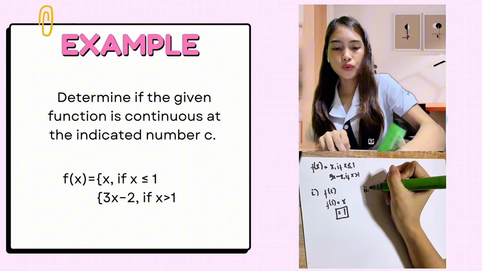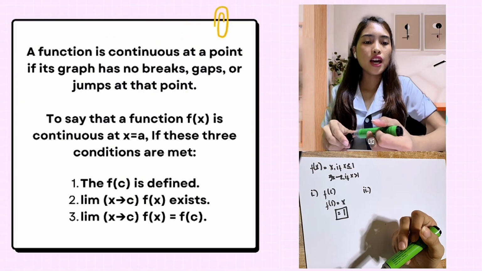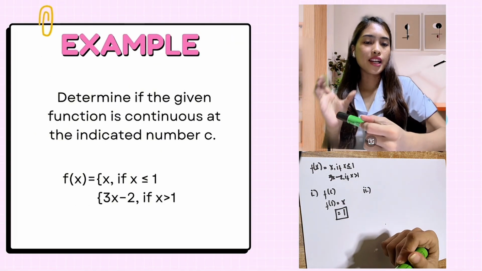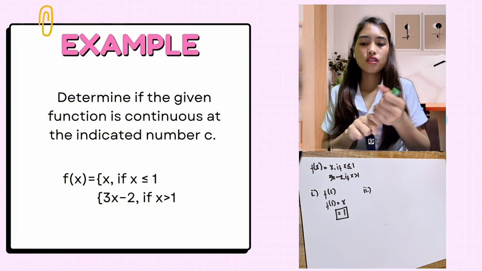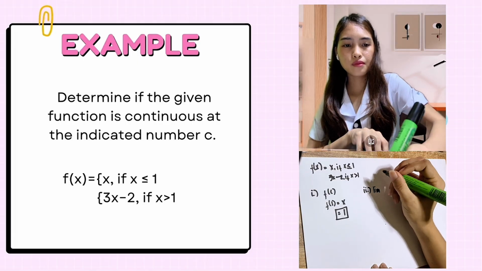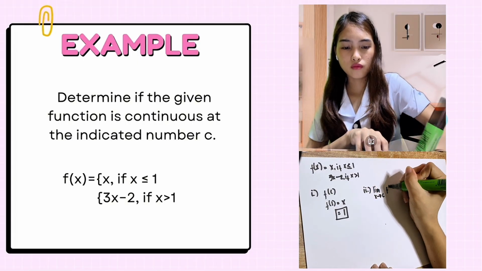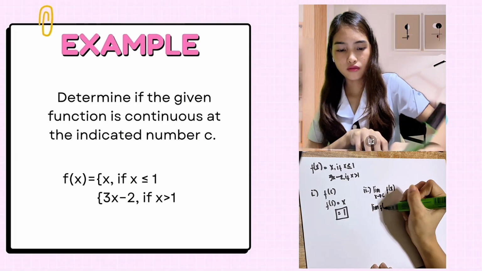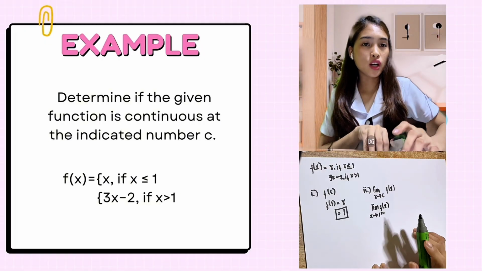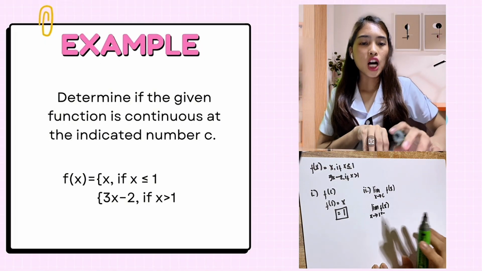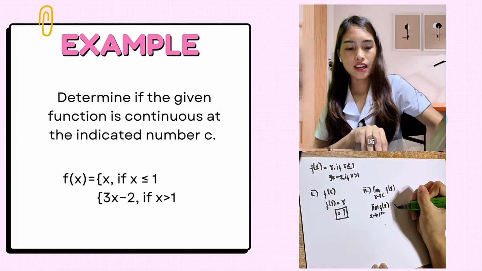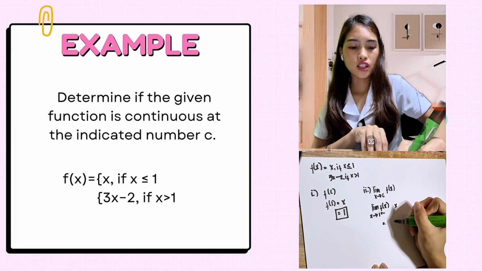So let's proceed to step 2. The limit of f of x as x approaches c exists. So there are two limits, the right hand limit and the left hand limit. First, the left hand limit. Our x approaches 1 from the left. This means that our x is less than 1. So our f of x is x, which means it equals 1.